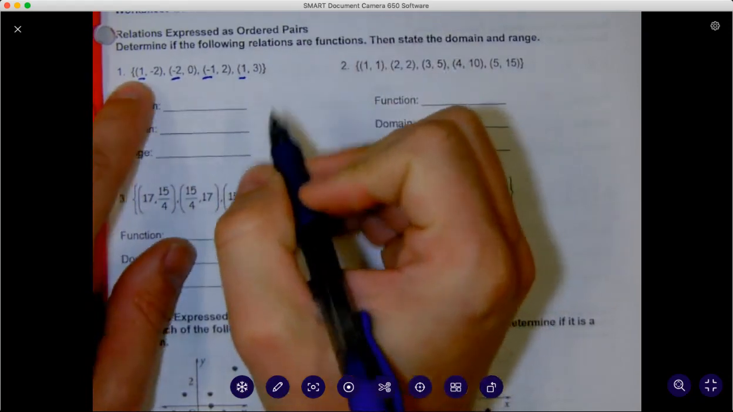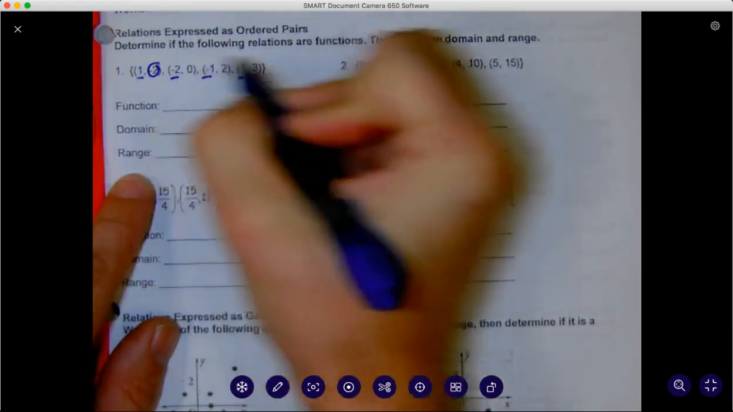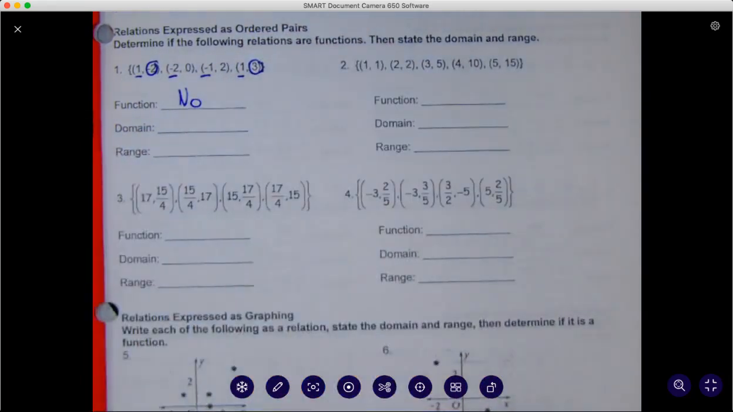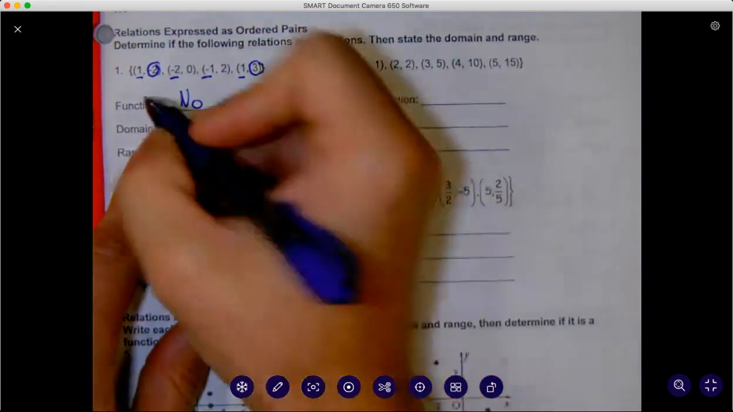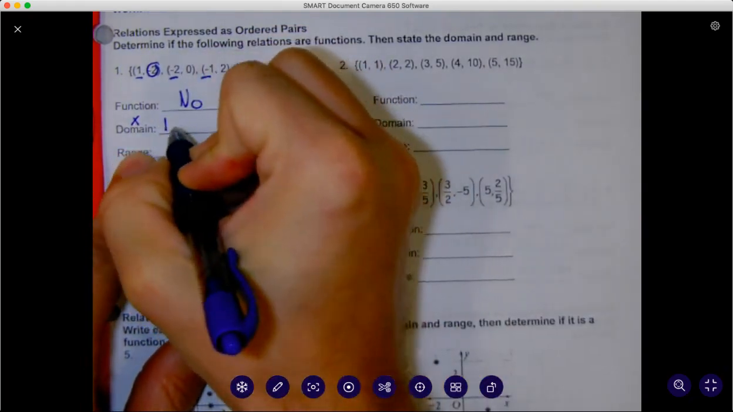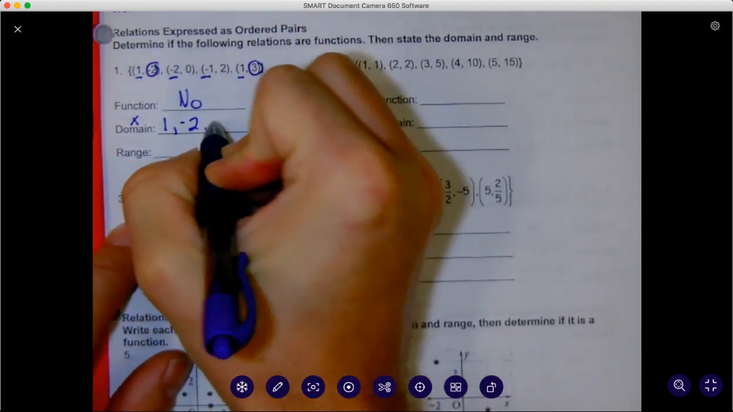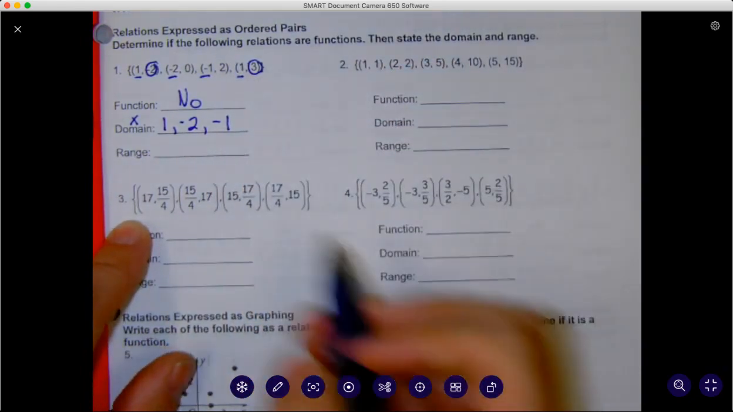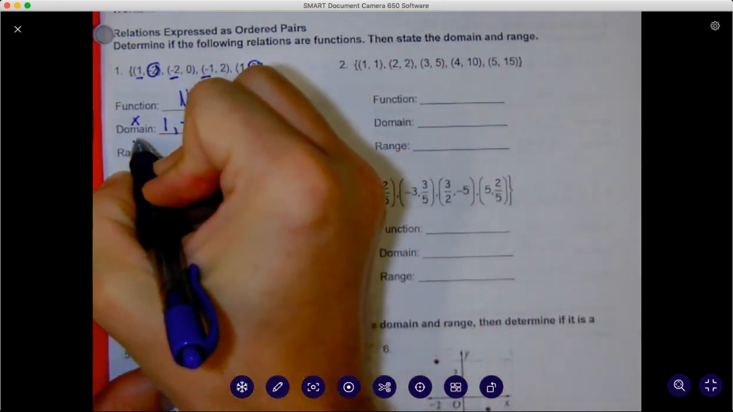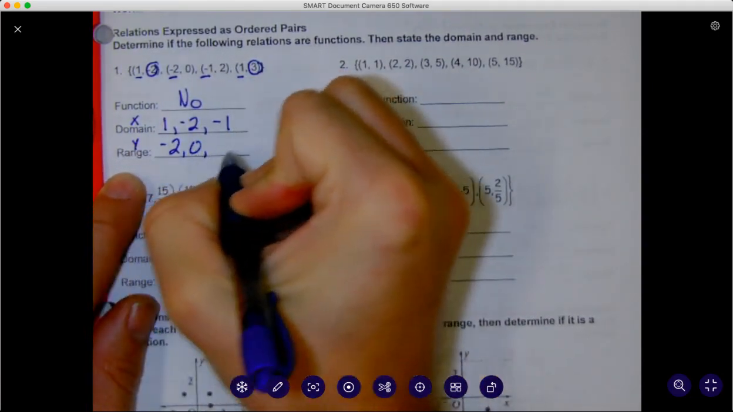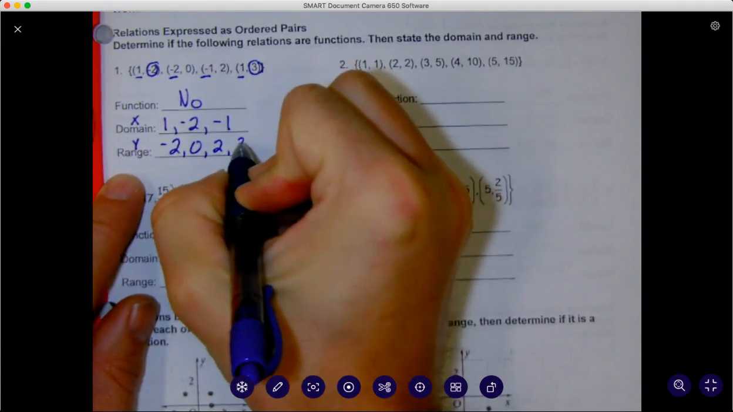And 1 likes -2, and 1 likes 3. So is that a function? No, it's just a relation. The domain, that's the x values. That's the list of guys. That's 1, -2, -1. Now I already wrote down 1, so I don't have to write that again. Range, that's the list of girls. That's your y values. -2, 0, positive 2, and 3.